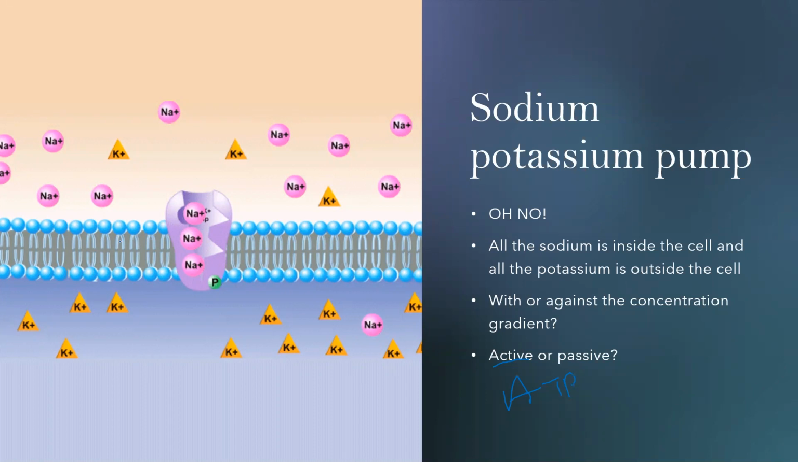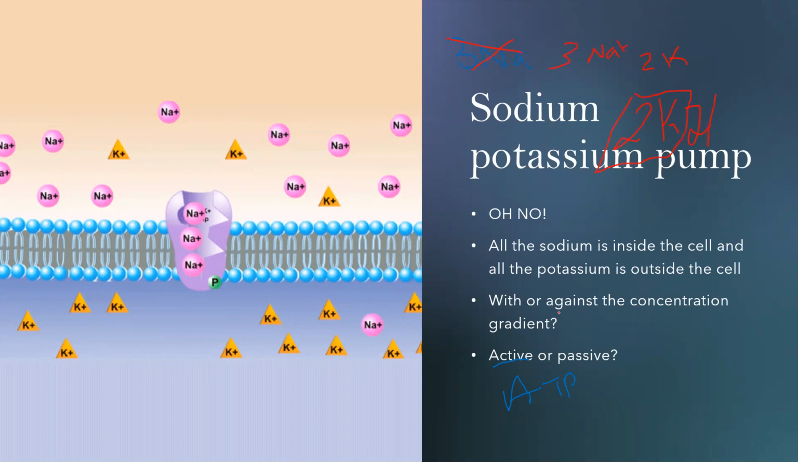We spend energy to do this, and it's for every 3 sodium, 2 potassium. Let's actually use red. For every 3 sodium we push out, we bring 2 potassium in. The best way I like remembering this is the year 2021, so I put 2K21. This 2K means 2000, but I also know it as 2 potassiums come in, 3 sodiums have to leave. As long as you know one of the numbers, you should know the other.